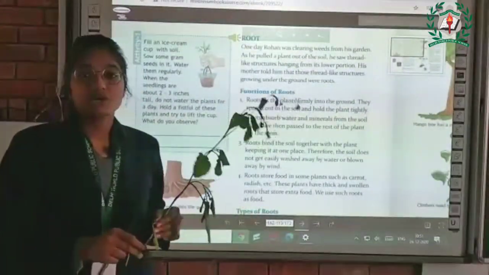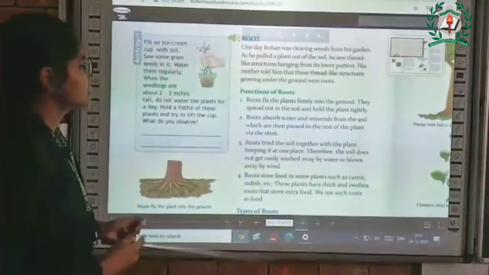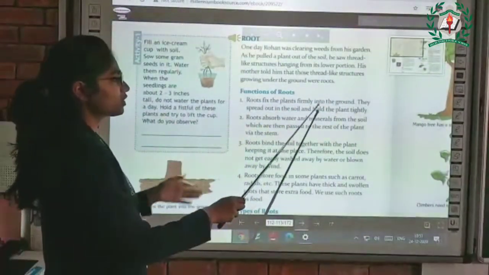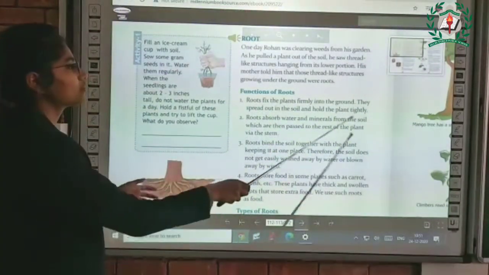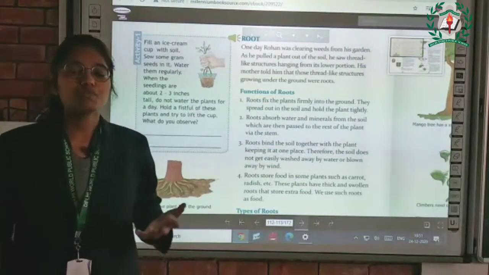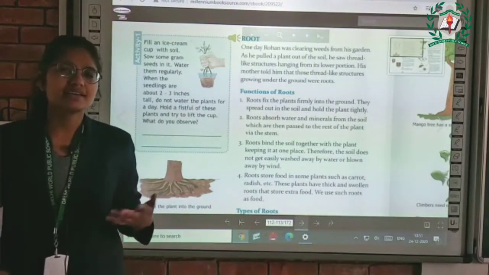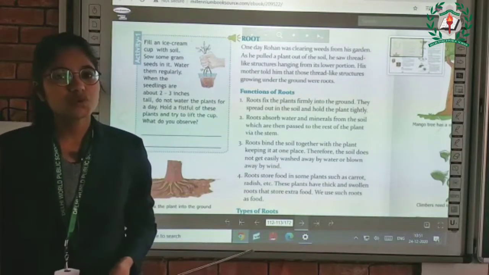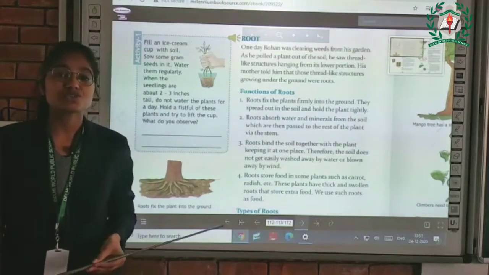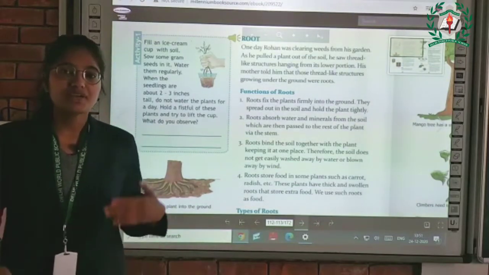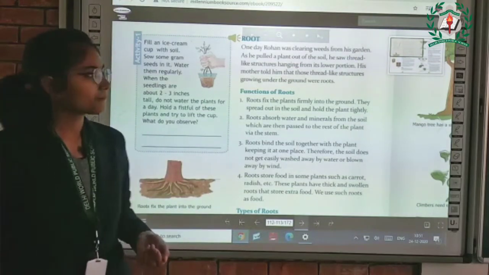We'll study about the functions of roots in this chapter. So the first function is, roots fix the plants firmly into the ground. They spread out in the soil and hold the plant tightly. If you have pulled a plant from the soil, you must have observed that it takes a lot of energy. Do you know why? Yes, because the roots are attached to the soil firmly, so we have to put a lot of energy to pull out the plant from the soil.